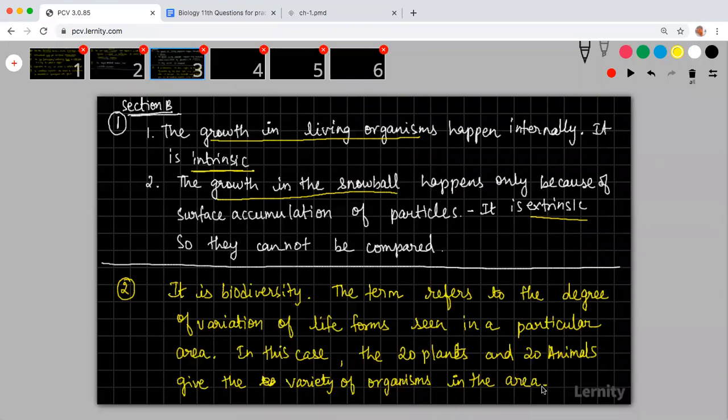Biodiversity means a different thing and catalog means a different thing. I don't understand where you come up with such questions. Biodiversity and catalog, you're asking me the difference? Read the textbook, please.